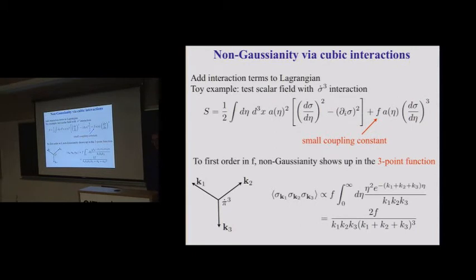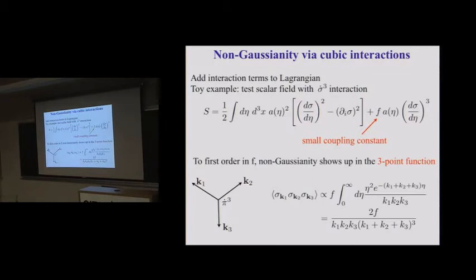Another way to generate non-Gaussianity is just to consider a scalar field which has interaction terms. In the toy example that I talked about earlier, we just assumed a quadratic Lagrangian. But if you put in an interaction term, and I'll talk about the physical motivation for doing this a little later, in particular why I chose this weird form of the derivative, the time derivative cubed, then that leads to non-Gaussianity. To leading order in this coupling constant, all the non-Gaussianity is in the 3-point function.